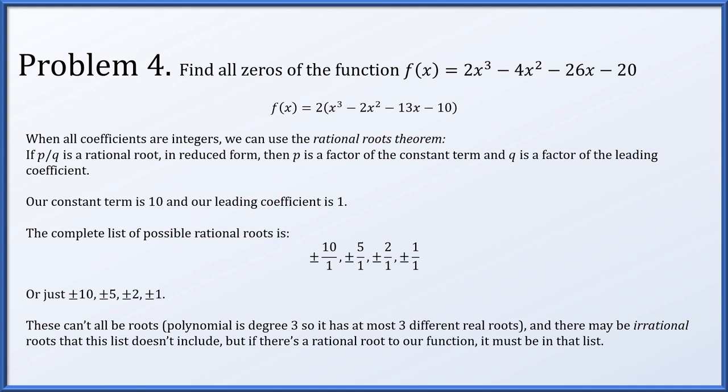We have a degree 3 polynomial, so at most it has 3 different roots. Also, there might be irrational roots that don't appear in the list at all. What we can say, however, is that if there is a rational number which is a root, it has to be in that list.